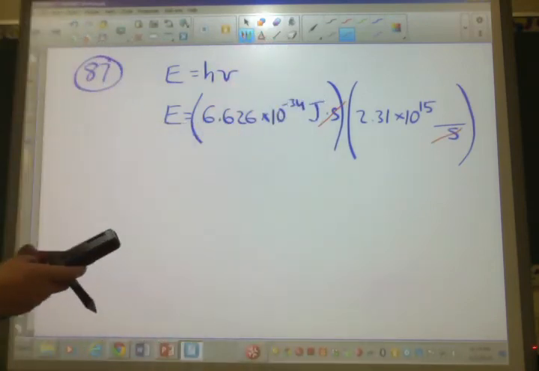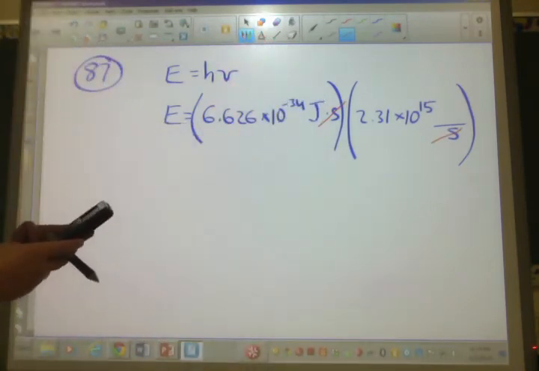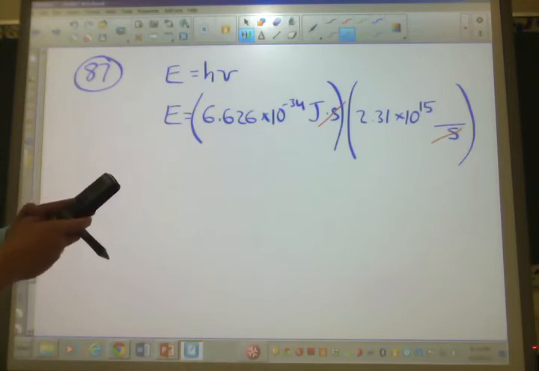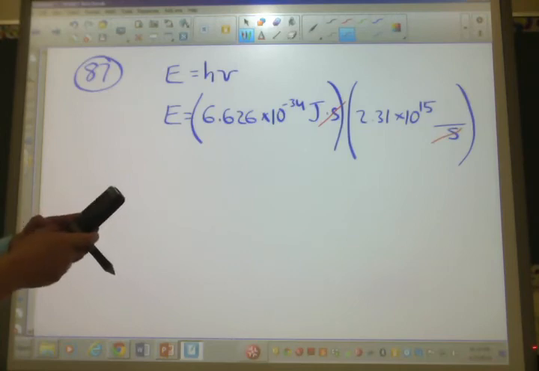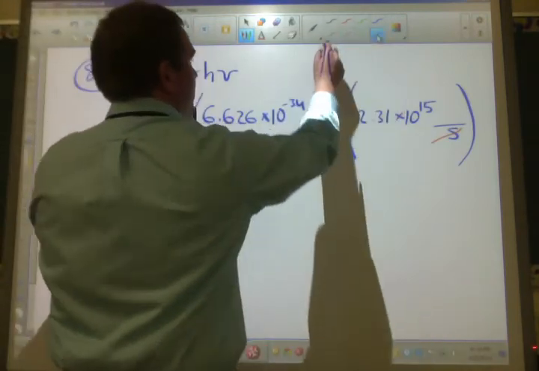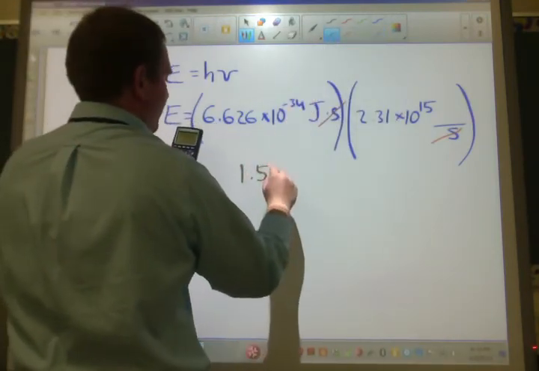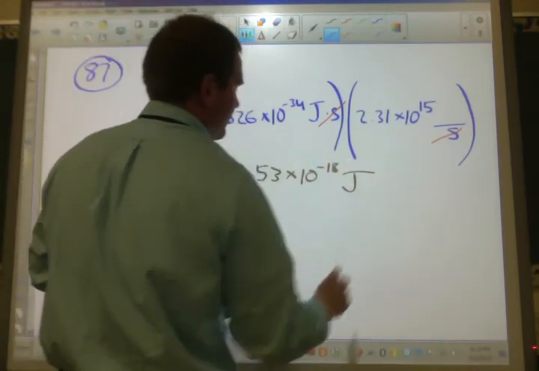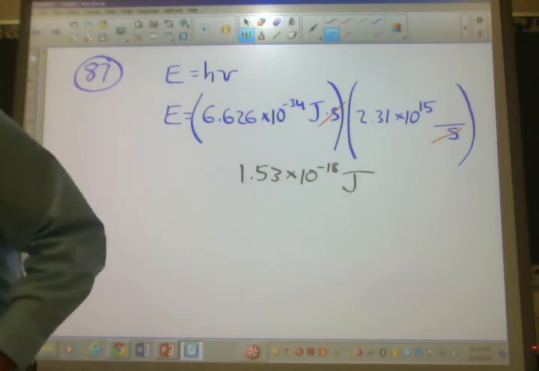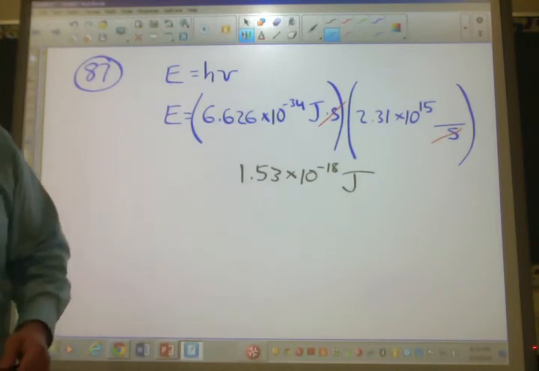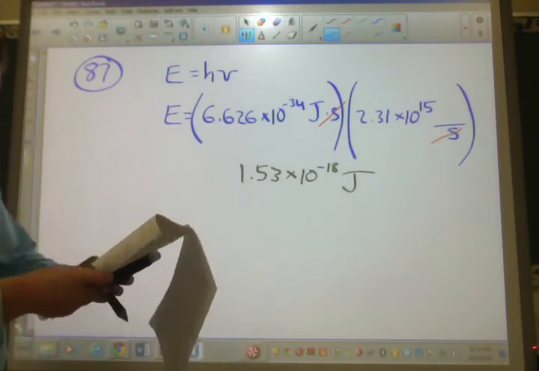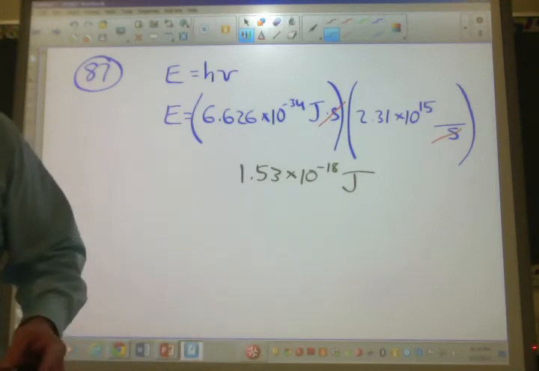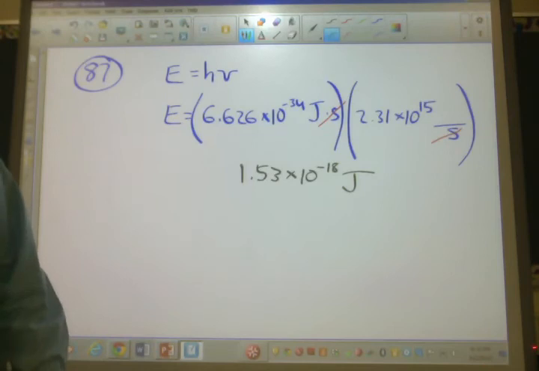Let's see what we get. 6.626 times 10 to the negative 34th times parentheses 2.31 times 10 to the 15th, close parentheses, gives me 1.53 times 10 to the negative 18th, and my unit is joules. Double check my answer here. Yep. And the last one, 88. What's the energy of a wave with a wavelength of that many meters?